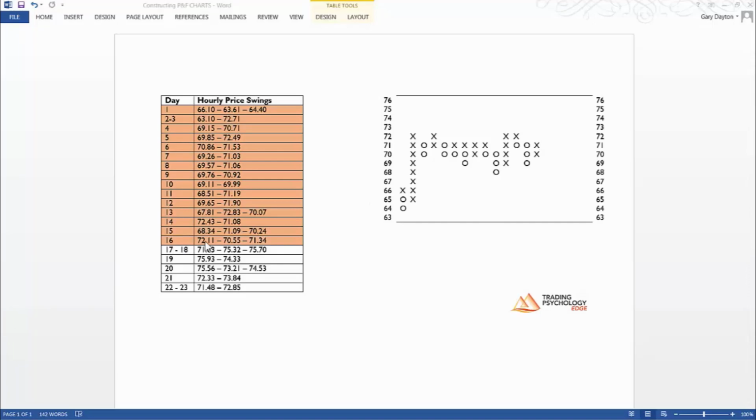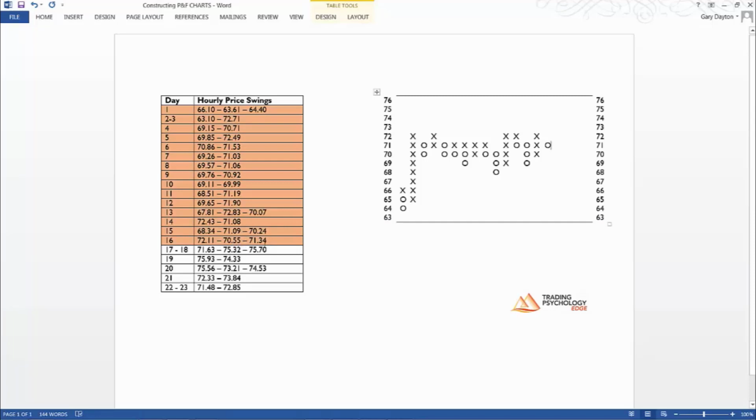The next day, we see the market rallies up to 72. We were at 71. We had stopped at 71 because we couldn't go down to 70. So we continue that column by putting in another X at 72. The market then falls back to 70.55, so we come back to 71. We can't go all the way down to 70 because 70.55 is larger than 70.